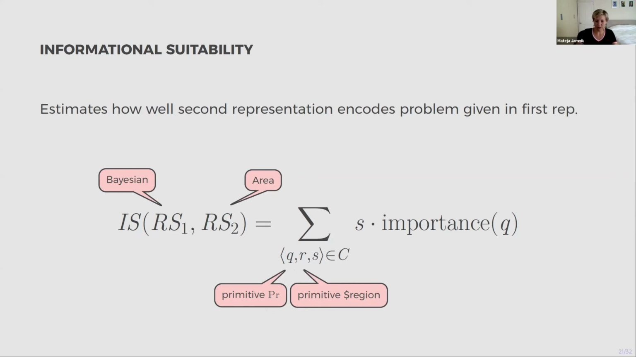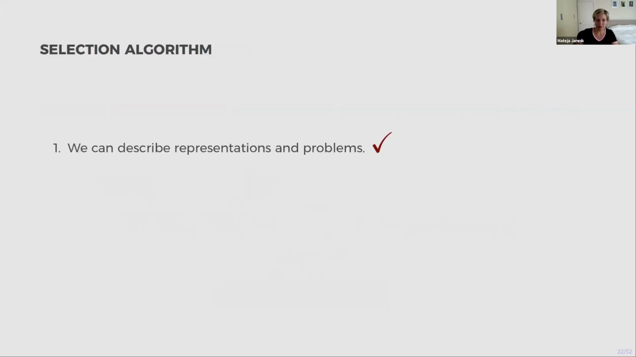Obviously, in this case it's very important, but if tests were expensive, this would not be important at all for this problem. So I will basically walk over the set of all correspondences and add up these quotients, and that's how I get to the measure of informational suitability.